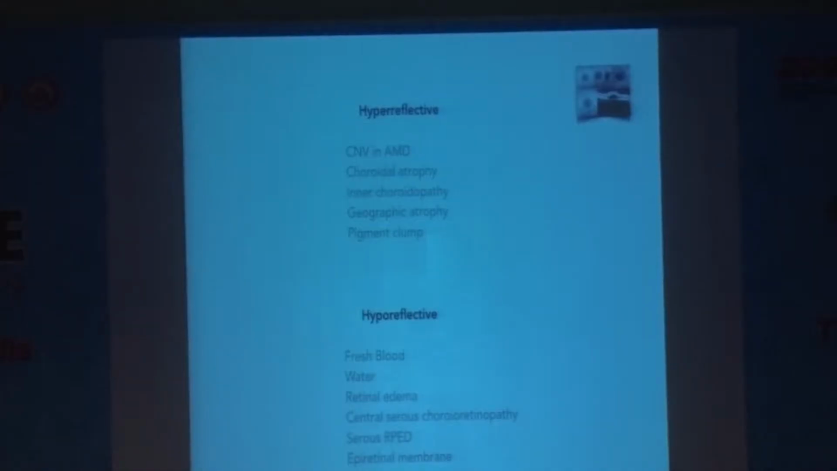Subretinal fluid in a case of central serous retinopathy is hyporeflective. And a choroidal nevus, which has a lot of melanin, is hyperreflective. So these are a few examples of the hyperreflective and hyporeflective lesions in the fundus.